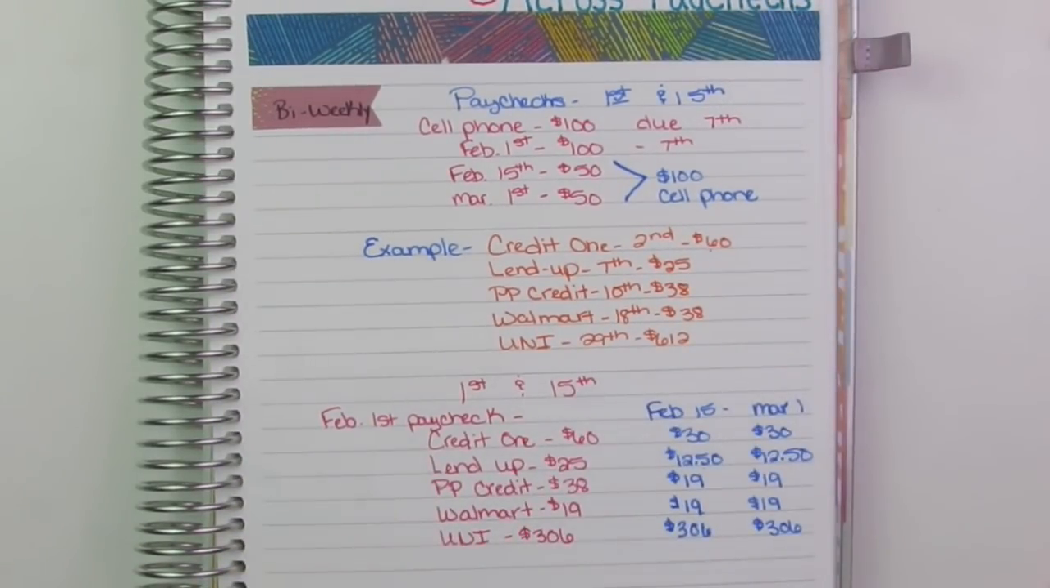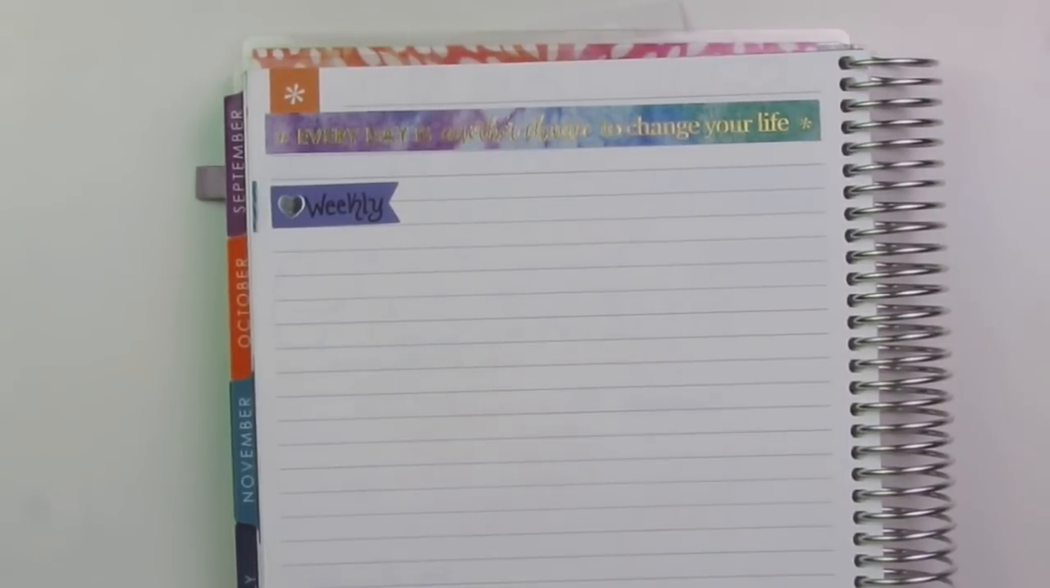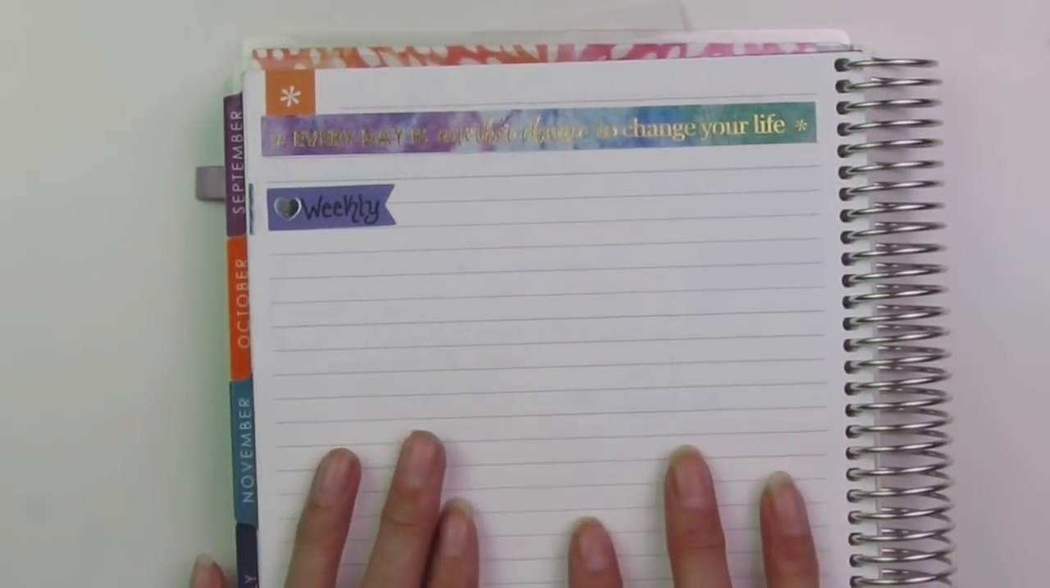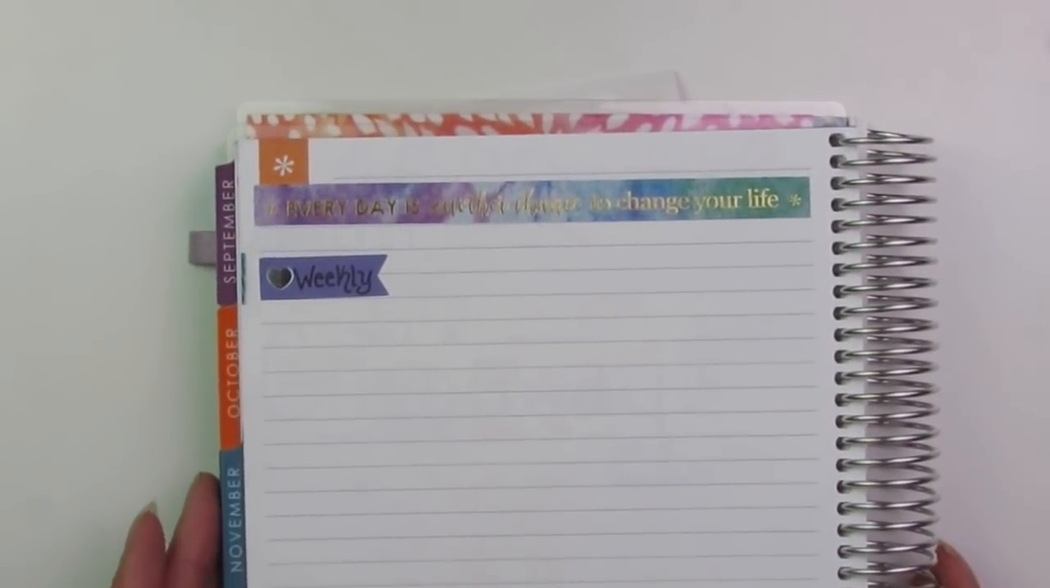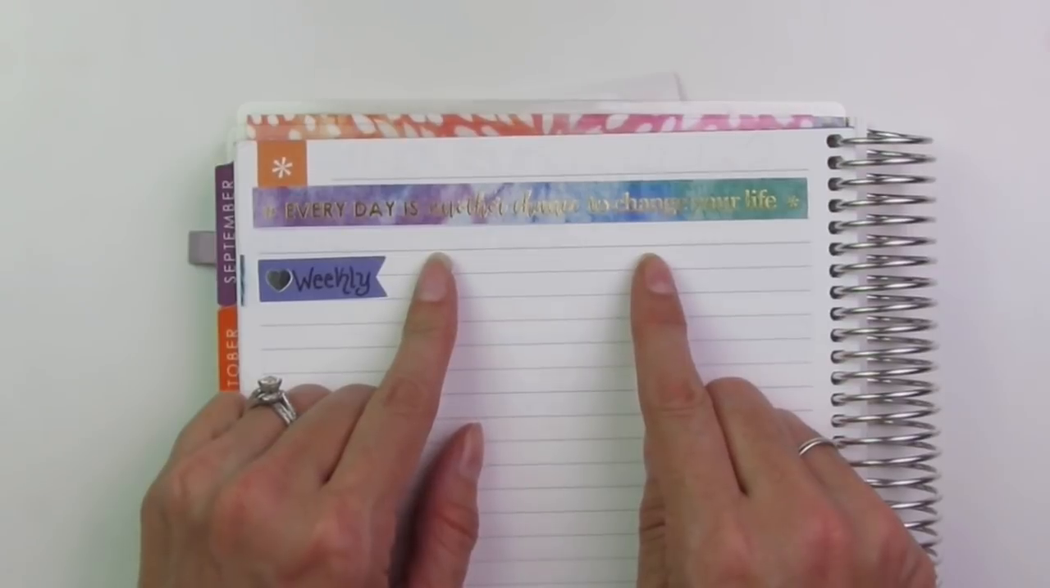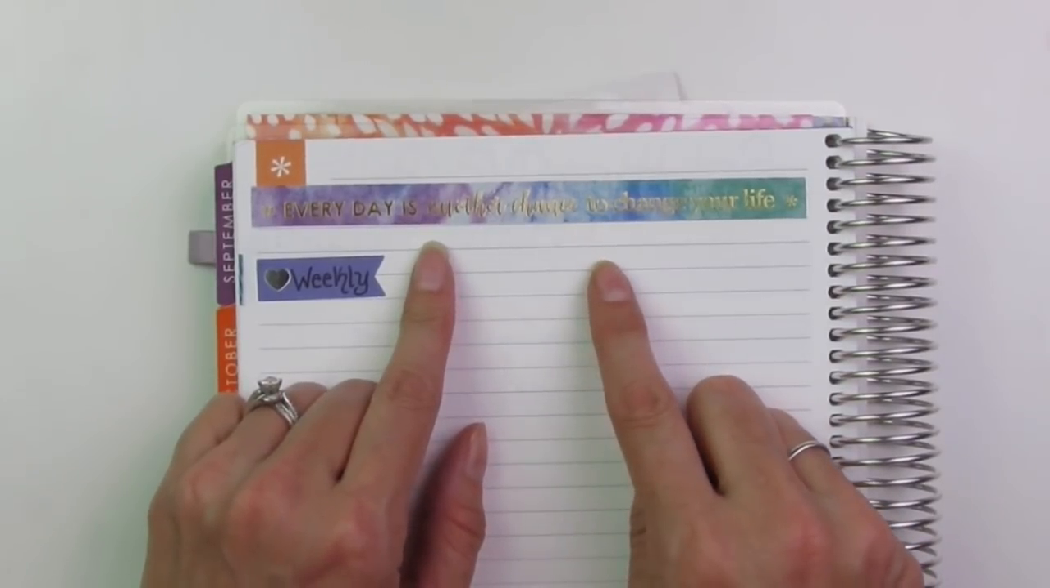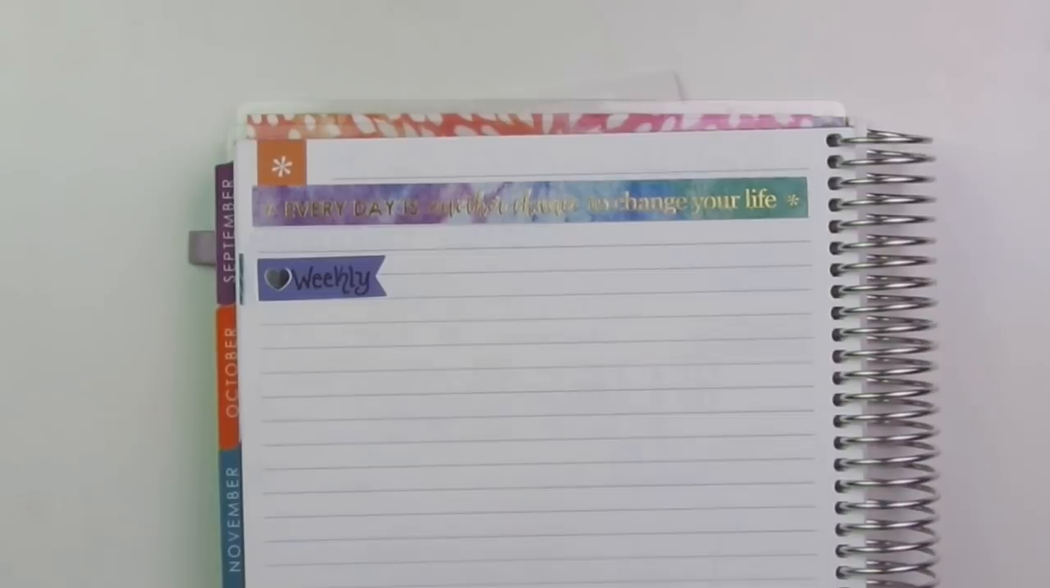setting it up weekly. Alright, so onto a new page, we're going to work on the weekly budget now. And I thought this washi tape was so fitting for the video that I'm doing. It says, every day is another chance to change your life. And budgeting does just that. It's a way to organize your life and your finances and make financing and budgeting and being able to afford things so much less stressful because you've planned, you have the money, and you know where all your money is going.